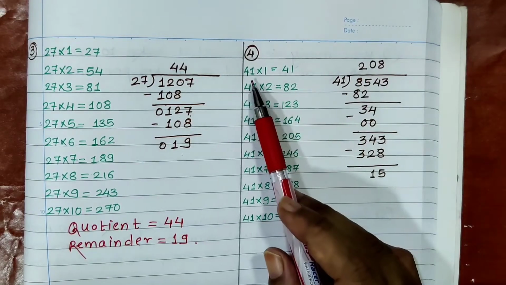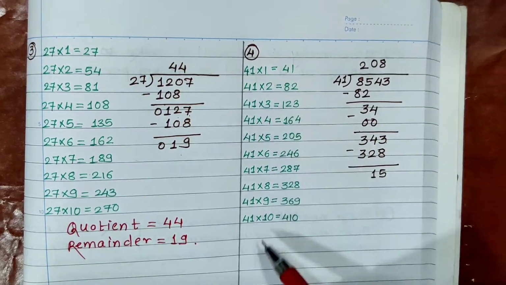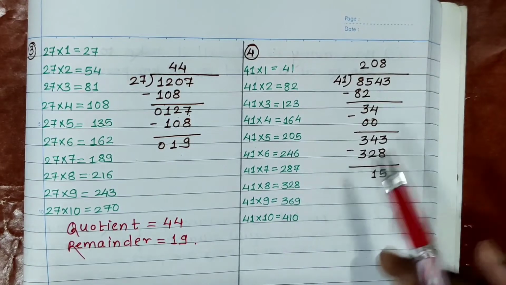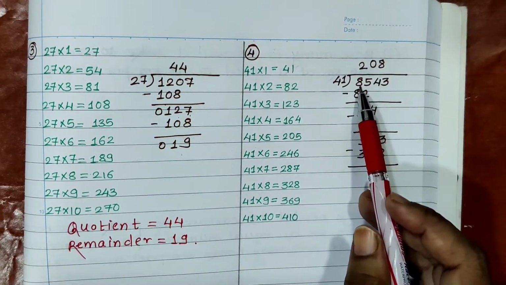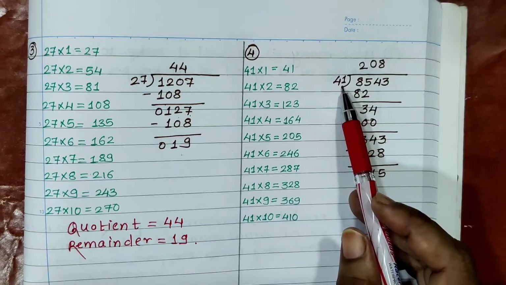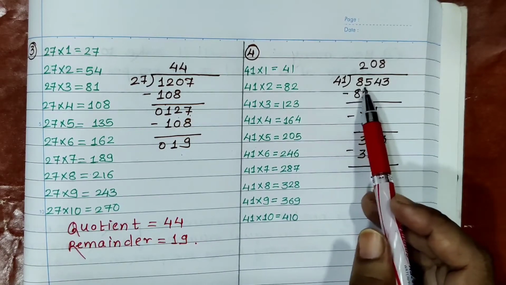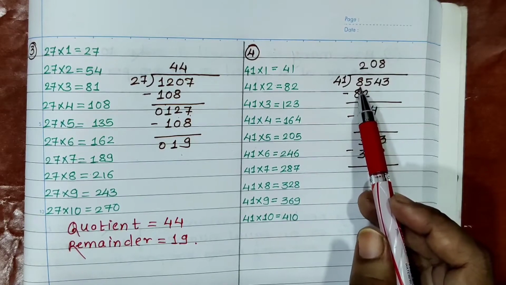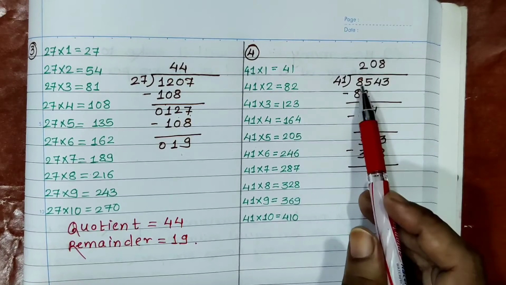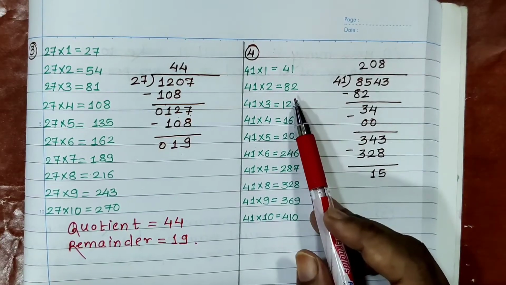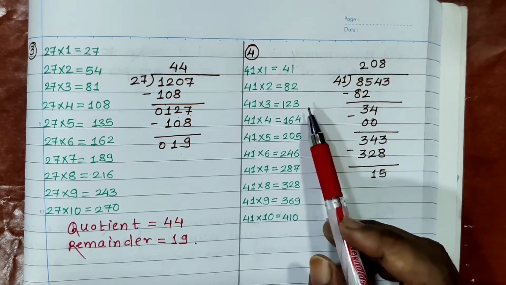Now next, fourth sum, same method we are going to apply. 8543 divided by 41. So the 41 table we have to prepare like this, and now check. First digit is 8, which is very small as compared to 41. So we have to take the group of first two digits, which is 85. 85 is bigger than 41, so we can now see whether 85 is there. No, 85 is not there in the table of 41.